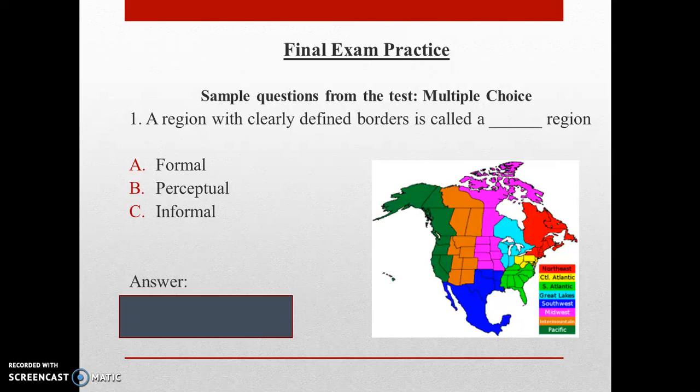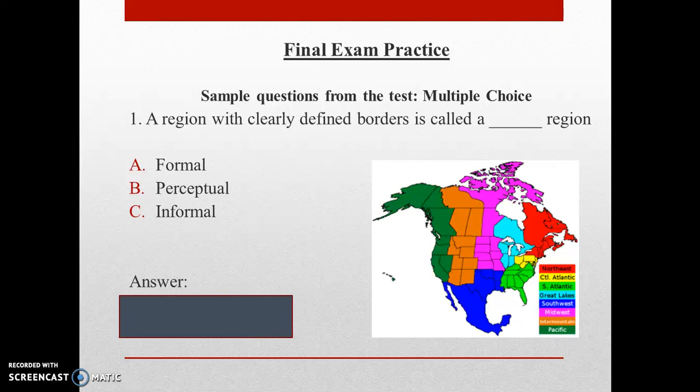So one of the types of multiple choice that we're going to have looks like this. The question says, this is a fill in the blank, it says a region with clearly defined borders is called a blank region. So is it formal, perceptual, or informal? So you would need to answer either A, B, or C.